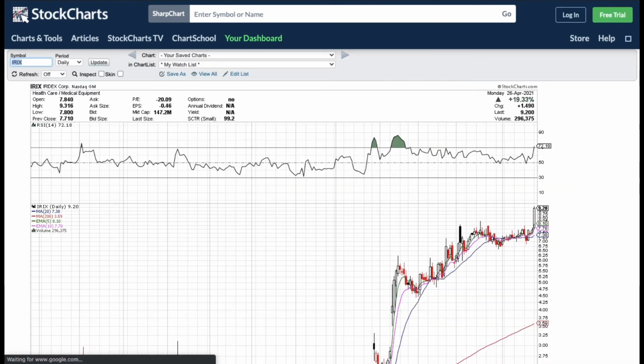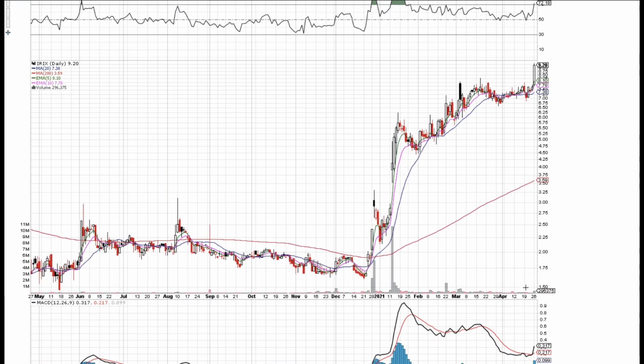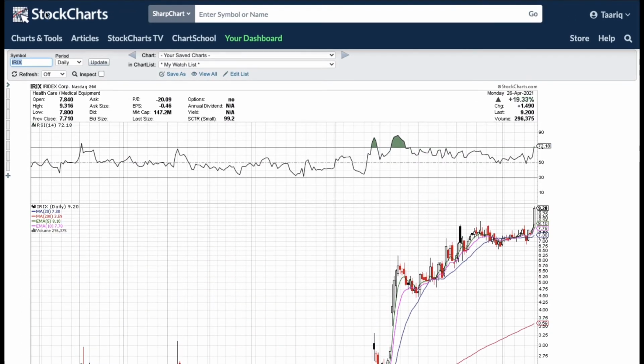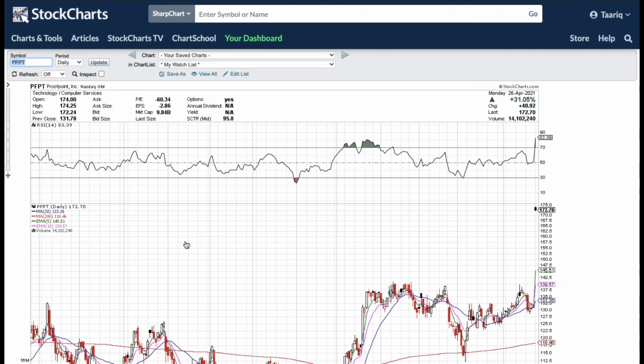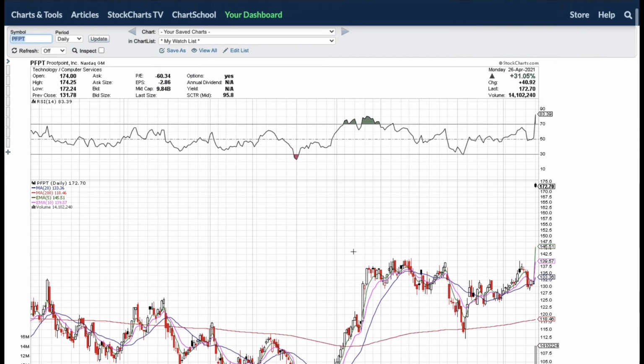Actually, before we do that, let me look at the volume. I didn't point that out. So the volume, it's only a slight increase, but remember that it's looking over a 60-day period. Okay, so now let's go ahead and look at another example.